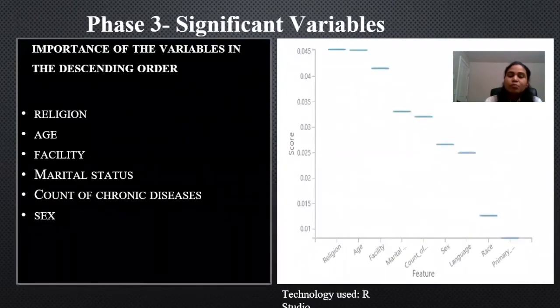We obtained the variable importance plot from the random forest. Our client provided us different variables, but these variables proved to be significant. So with religion being on top, followed by age, facility, marital status, count of chronic diseases.